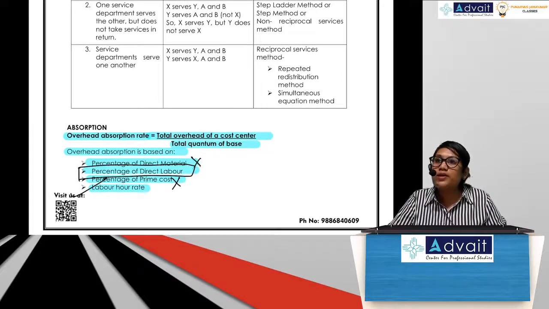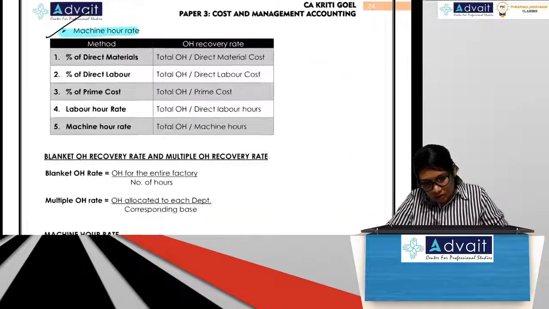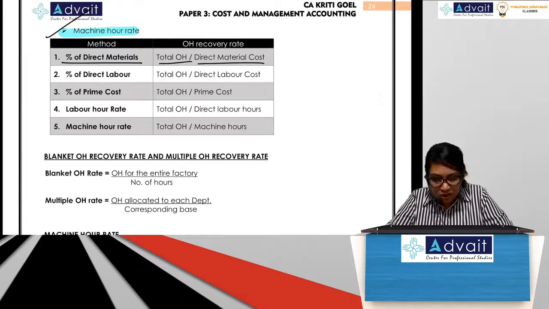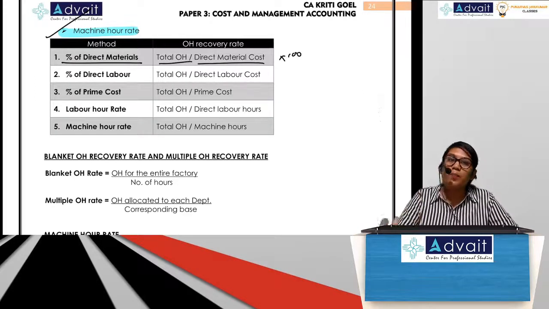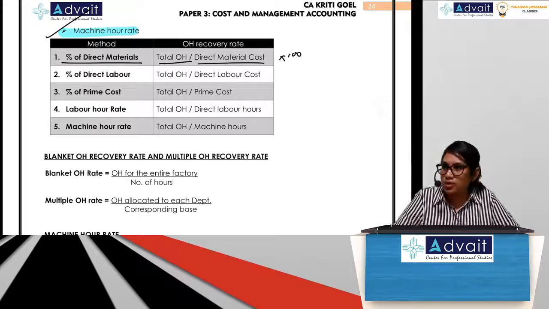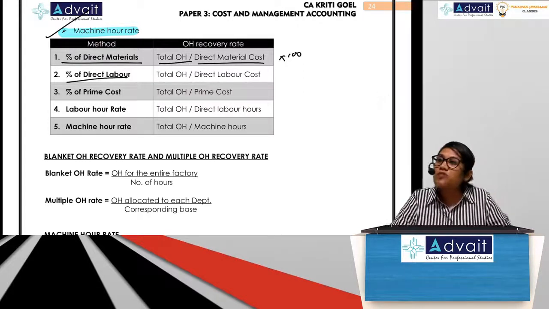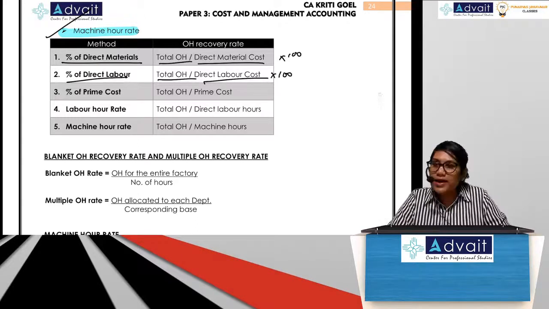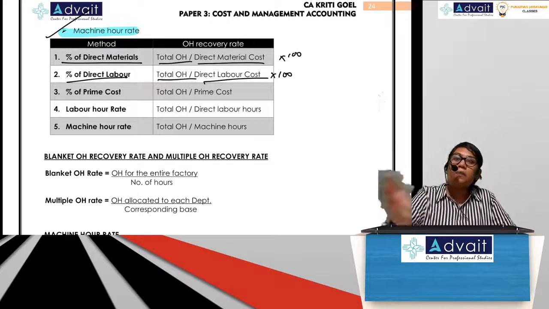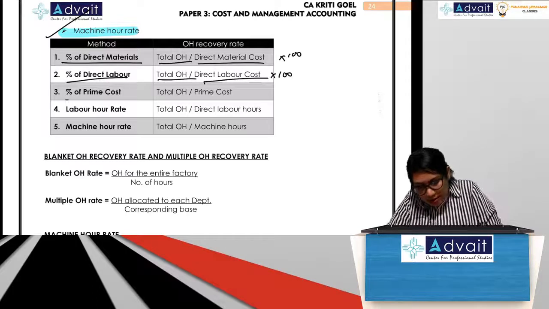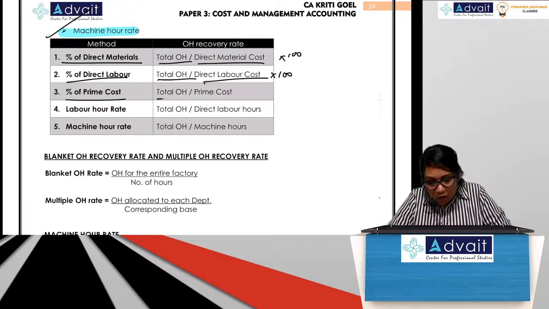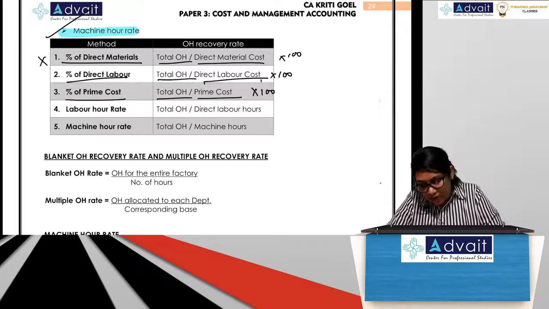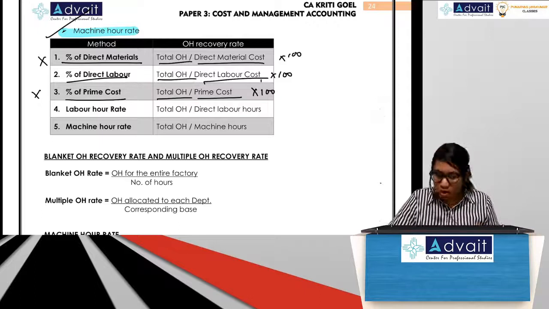So how do you calculate the absorption rate? When it comes to percentage of direct materials, total overhead divided by direct material cost into 100. You will get the percentage. Then apply that percentage in your cost sheet. Similarly, percentage of direct labor, yesterday we had done. Total overhead divided by direct labor cost into 100 will give the percentage, and then we apply it on the labor cost. Percentage of prime cost, same way. Total overhead divided by prime cost into 100. But like I said, we don't use this. So we are not going to concentrate on this.